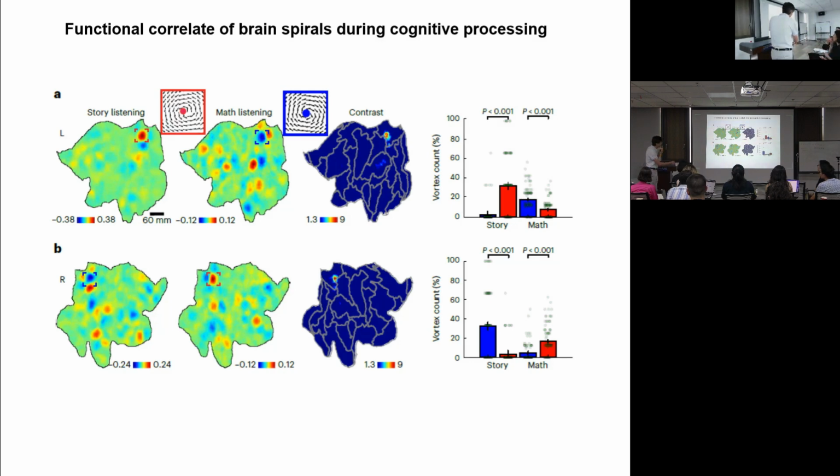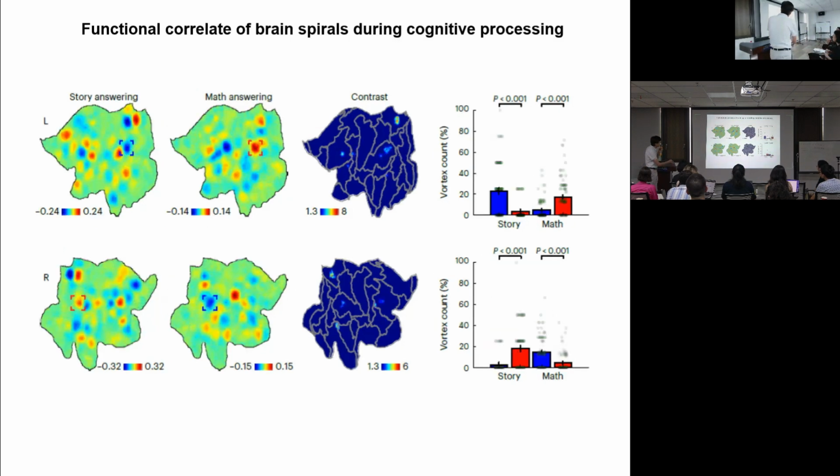This is for the listening task, but for the answering task, again you will see the vortices or spirals in that area. This one is close to the PCC. This one is close to, I think, the attention network, but I forgot the exact area. Anyway, this is another indication that the rotational direction is task specific. Left and right have this symmetrical relationship.